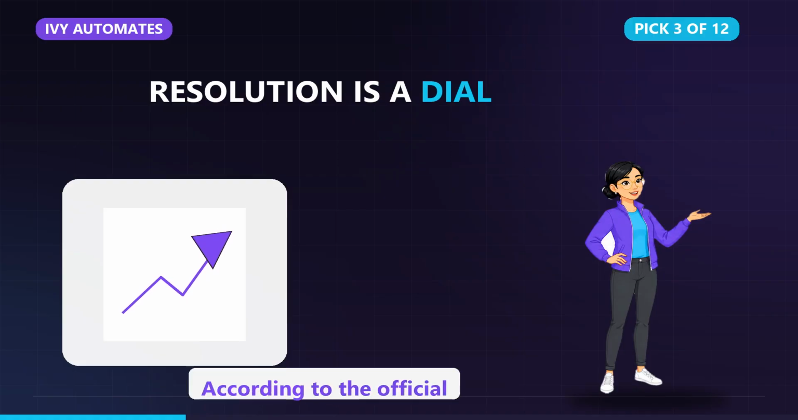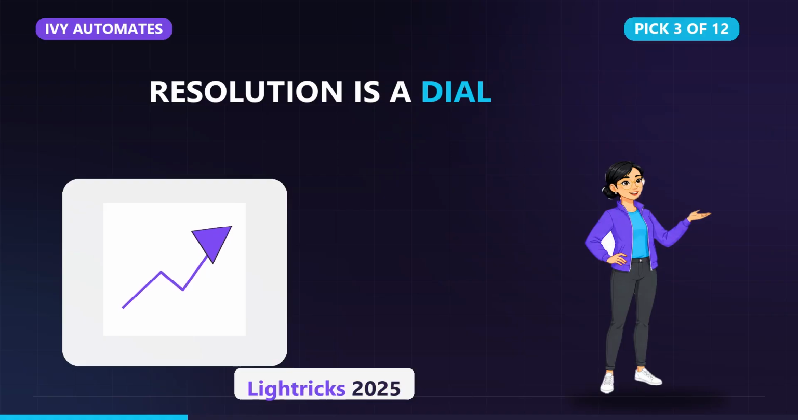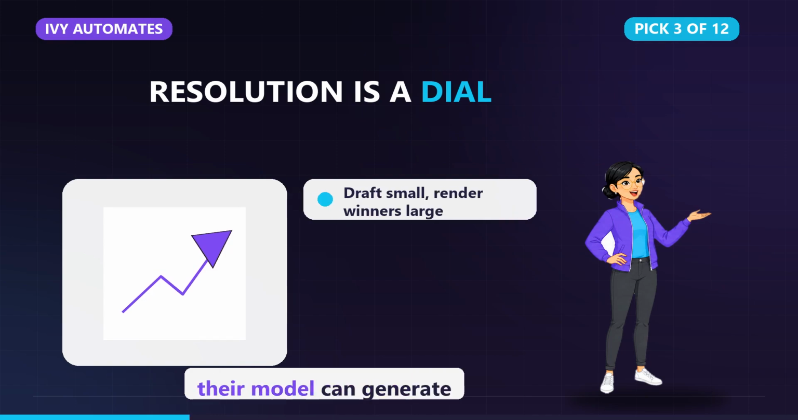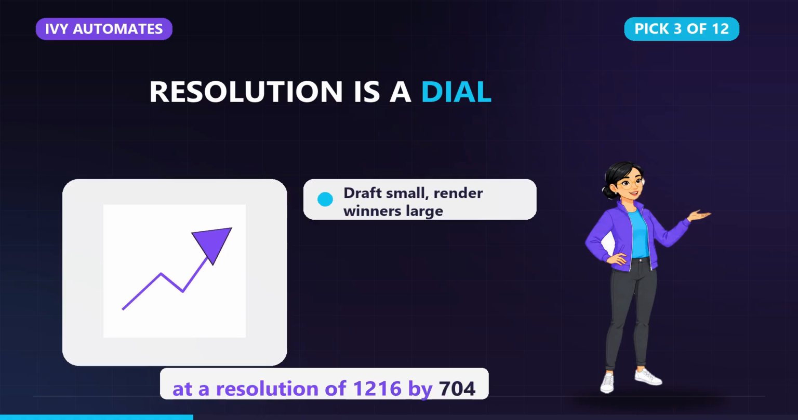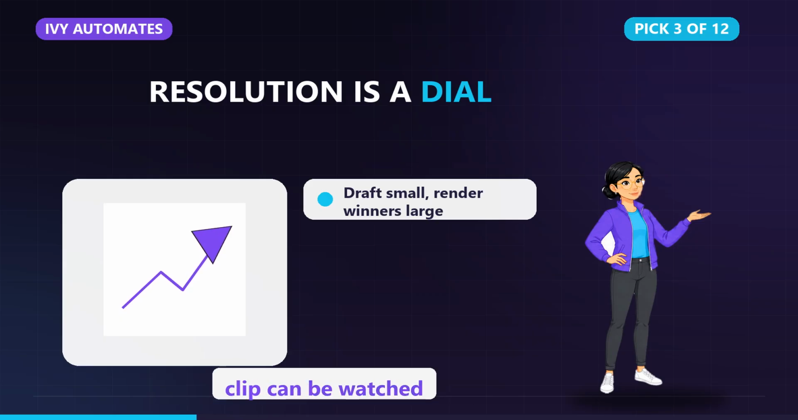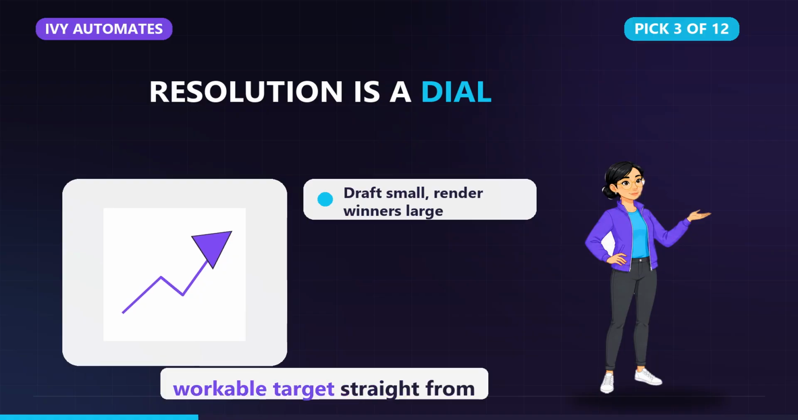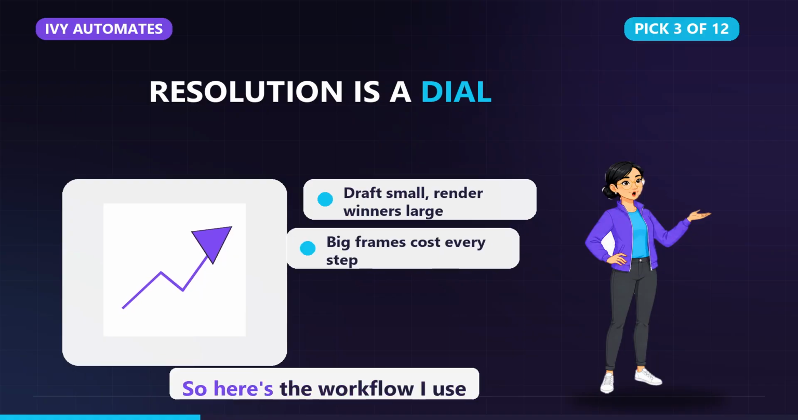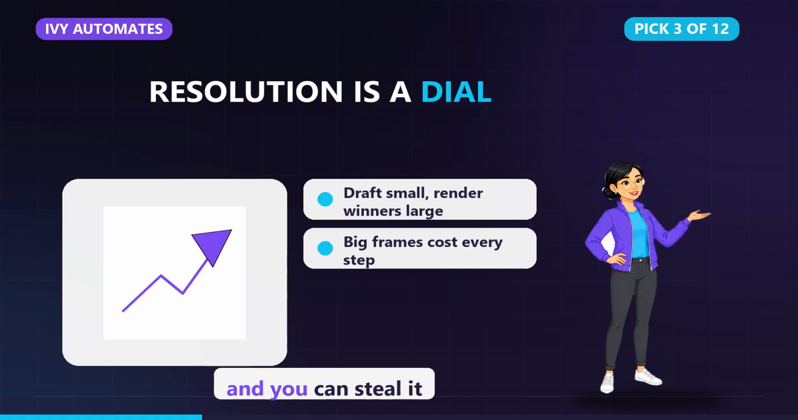According to the official LTX video repository from Lightrix 2025, their model can generate 30 frames per second video at a resolution of 1216 by 704, and it does it faster than the clip can be watched. That's a real, workable target, straight from the source. So here's the workflow I use, and you can steal it.